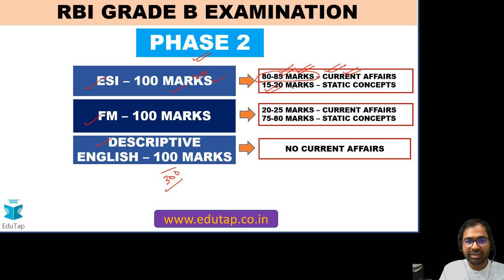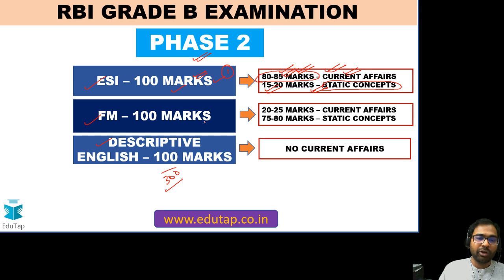IMR, MMR, these are nothing but static concepts. So 15 to 20 marks of the paper is generally based on static concepts. A majority, in fact a vast majority of the paper is based on current affairs, almost 80 to 85%. So number 1 is this.